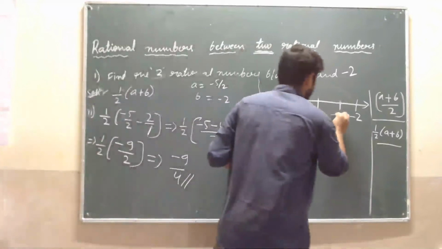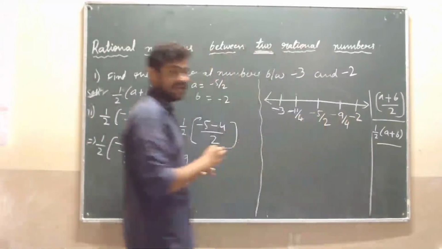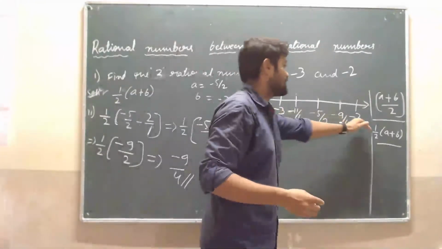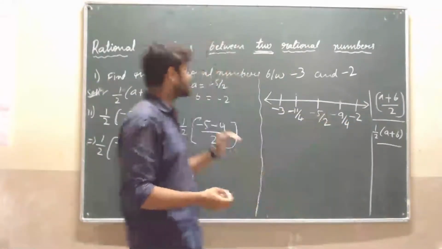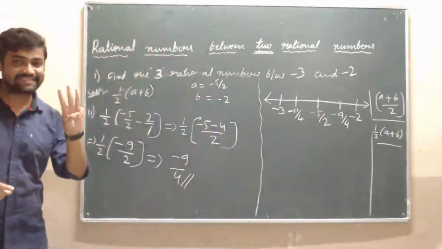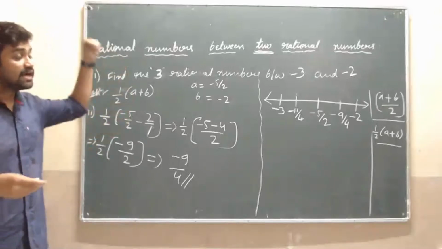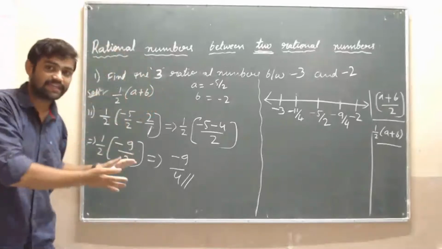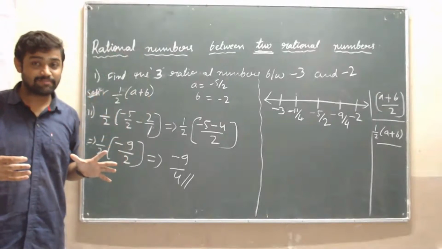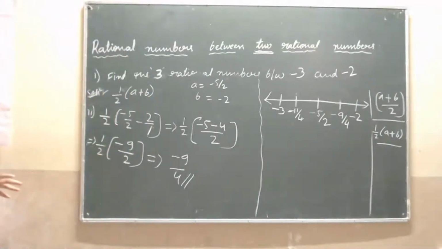That is, minus 9 by 4 becomes here. And we have the 3 rational numbers between minus 2 as well as minus 2. Because in the question, he has asked that only find out 3 rational numbers. Suppose 10 is asked, we will do it with the same method. Okay, it's somewhat lengthy process, but you have to learn. Yes.